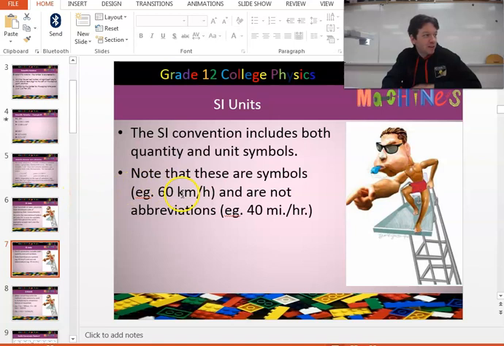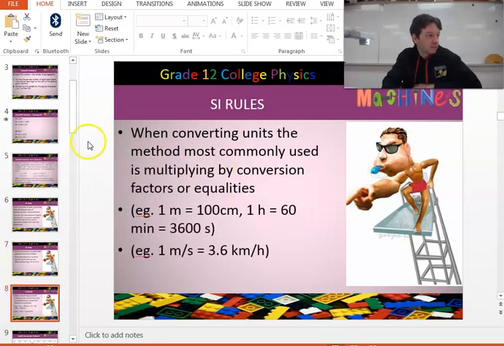For example, when I write kilometers per hour, that km, they're symbols. They're not abbreviations. In the States where you write miles per hour, there's no symbol for that, so they have to write a decimal because those would be abbreviations. We're not going to deal with imperial units, so you don't have to worry about that. We're just going to do metric or SI units.